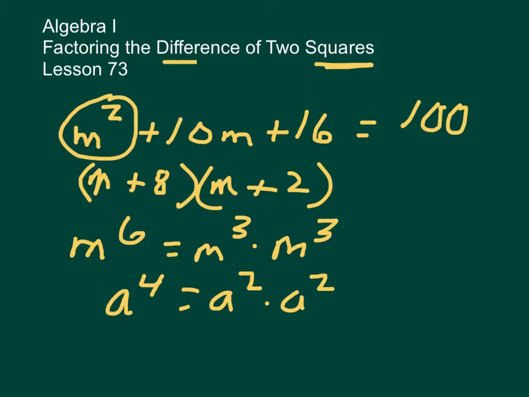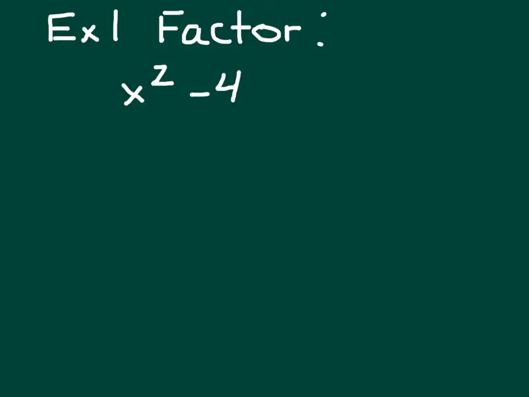Now the other word that you need to remember what it means is difference. Difference means subtracting. So keeping all these things in mind, factoring and squares and difference, we're now going to continue and talk about factoring the difference of two squares. Let's take a look at example 1.